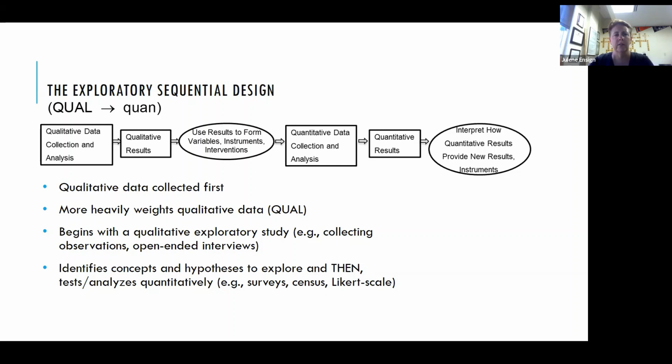The qualitative data is collected first. It's more heavily weighted than the quantitative. And we'll probably start with something like observations or open-ended interviews. And then from those observations, we go to something where we can calculate numerical responses.